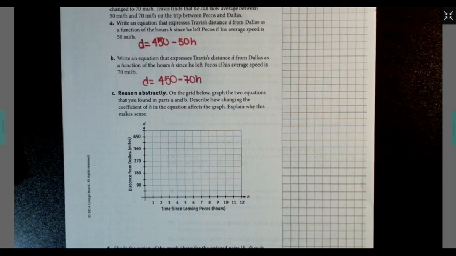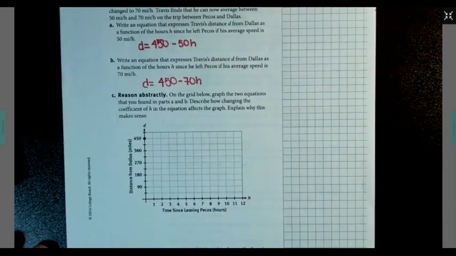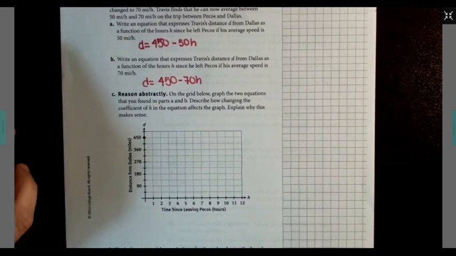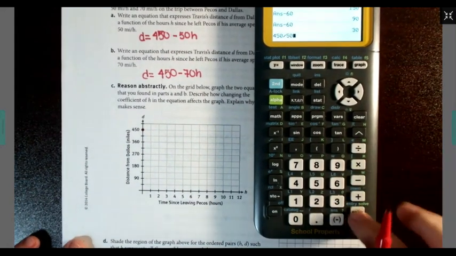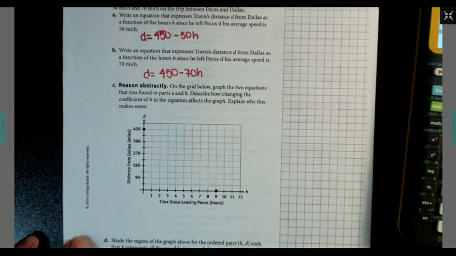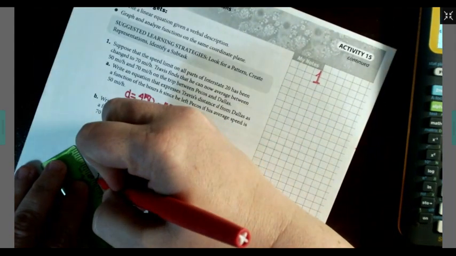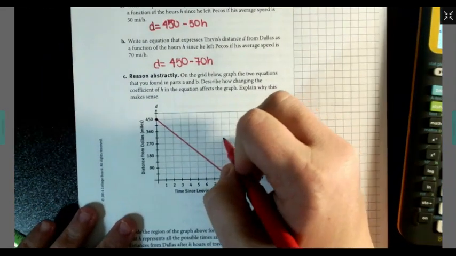C, reason abstractly. On the grid below, graph the two equations that you found in parts A and B. Describe how changing the coefficient of H in the equation affects the graph and explain why this makes sense. If we go 50 miles an hour, it's going to take us 9 hours to get there. So this graph is going to look something like this. This line is if we travel 50 miles an hour.